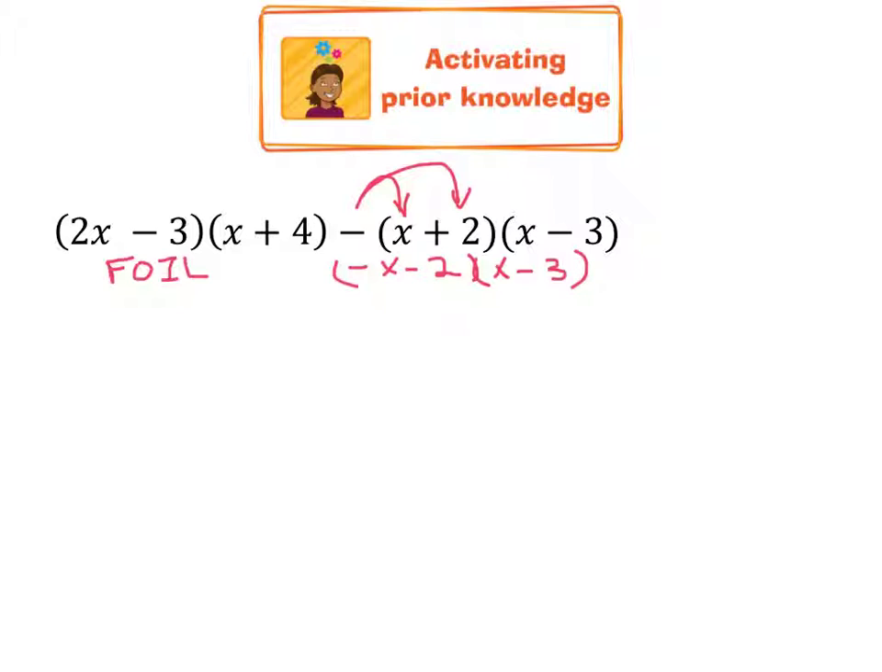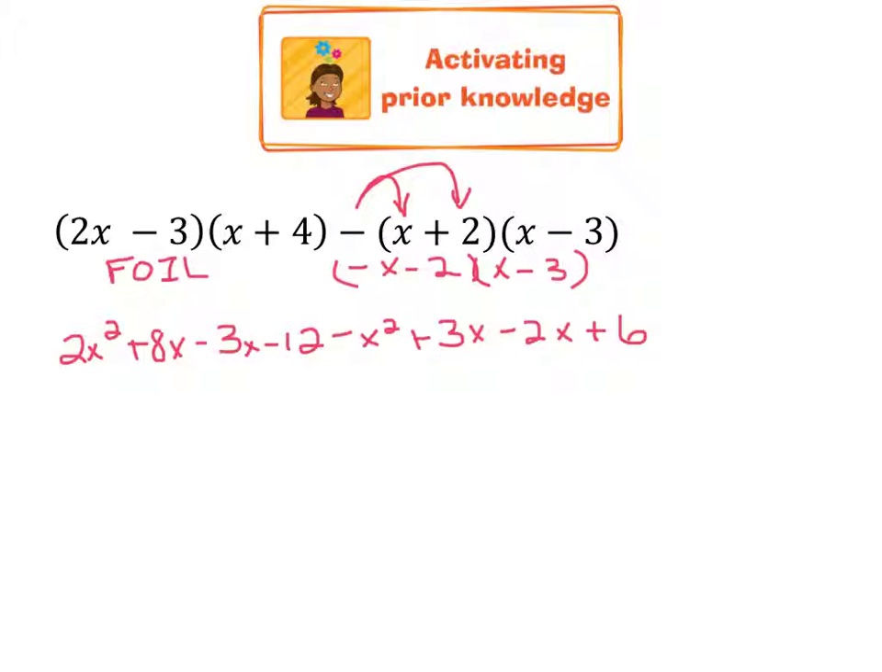So FOIL this first one. 2x squared plus 8x minus 3x minus 12. Now I'm going to take the negative x times the positive x and FOIL these guys. So negative x squared plus 3x minus 2x plus 6.